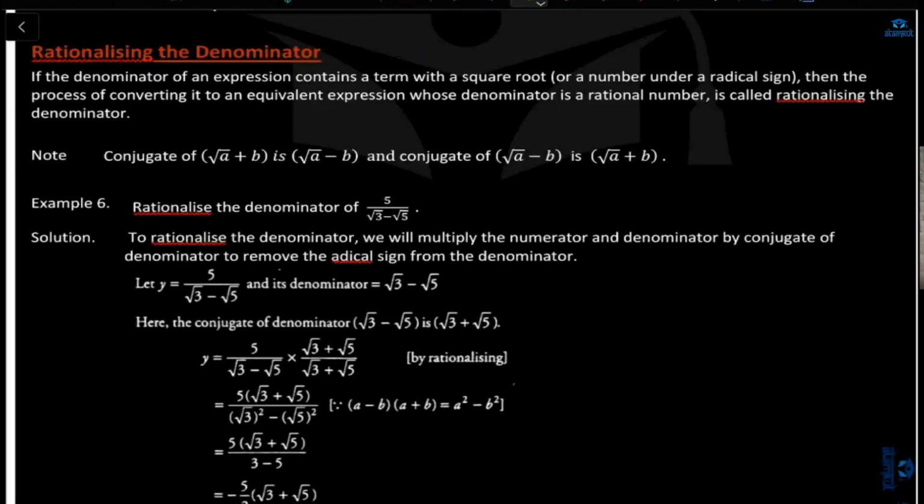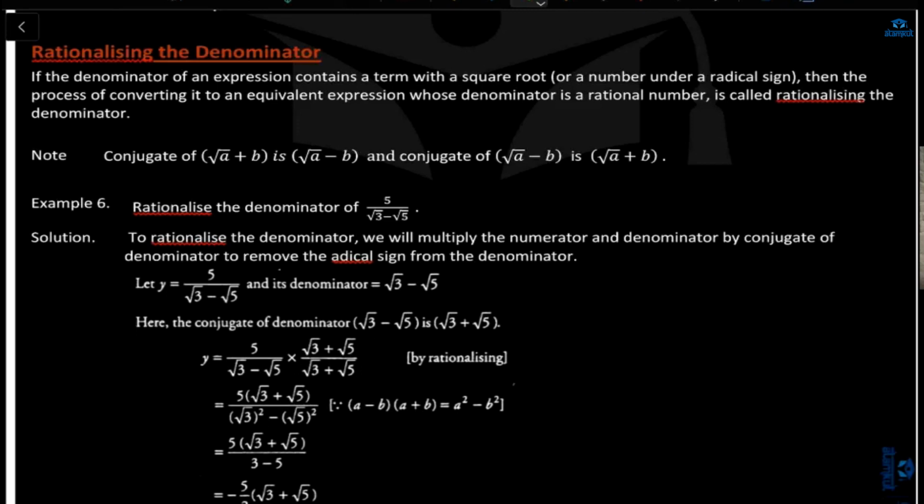Okay, very good. Now let's see rationalizing the denominator, which means that you have to remove the root term from the denominator. If the denominator of an expression contains a term with a square root or a number under radical sign, then the process of converting it to an equivalent expression whose denominator is a rational number is called rationalizing the denominator. It simply means that from the denominator you are going to remove the radical sign or the root sign.